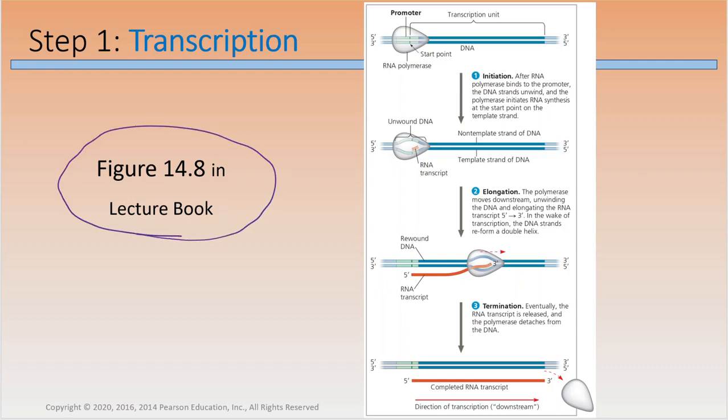Here, figure 14.8 of your book does a good job of explaining these 3 processes of initiation, elongation, and termination in a little bit more detail. And you can see here the initiation. This is the start point where the RNA polymerase will attach and read in the 5-3 direction. The DNA unwinds. It goes reading and adding nucleotide bases. This is your elongation. And then once it's reached the end of the gene, the RNA polymerase will detach. The DNA will rewind, and your RNA is let loose from that DNA molecule.